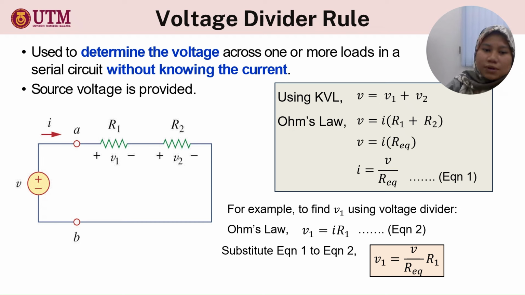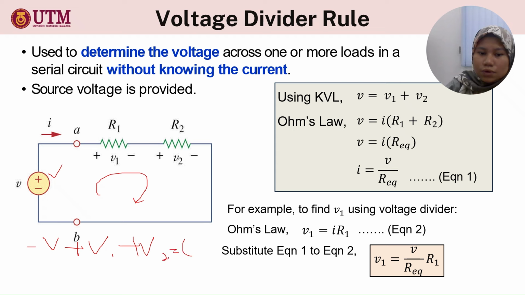For example, this circuit, this is a series circuit. We have voltage source and the resistor is in series, right? So how to find the voltage divider rule equation? This is how it is derived. First of all, we are using the KVL here. Okay, so we know here is negative V plus V1 plus V2 is equal to 0, right? And if we rearrange it, we can get this equation, V equal to V1 plus V2.